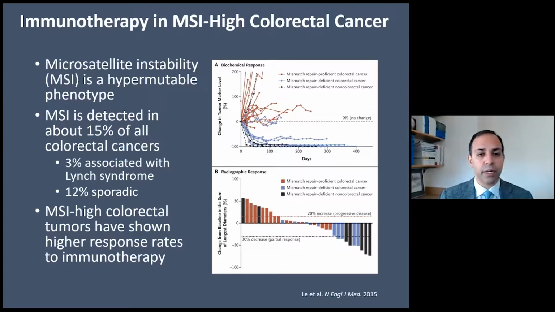Based off of this trial, pembrolizumab was approved for the treatment of patients with any metastatic solid tumor identified as MSI high or mismatch repair deficient. This marked the first time that the FDA approved a cancer treatment based on a common biomarker rather than the anatomic location where the cancer originated.